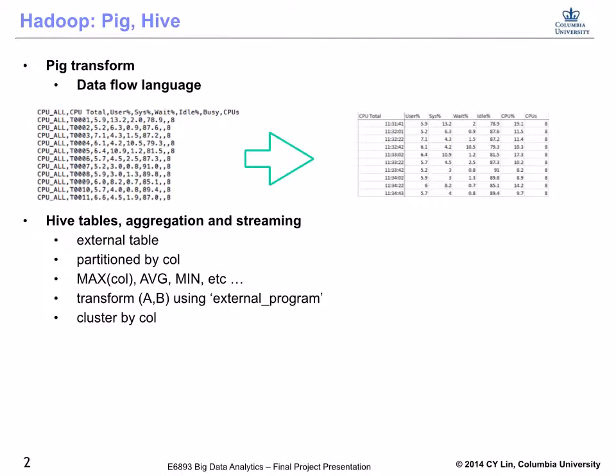The Hive aggregation and streaming are a great example of using Hive for calling external programs and using its internal aggregation metrics or abilities, functions. The max, average, min, the transform and cluster by are used to call R and allows us to use R in a parallel capacity with Hadoop.